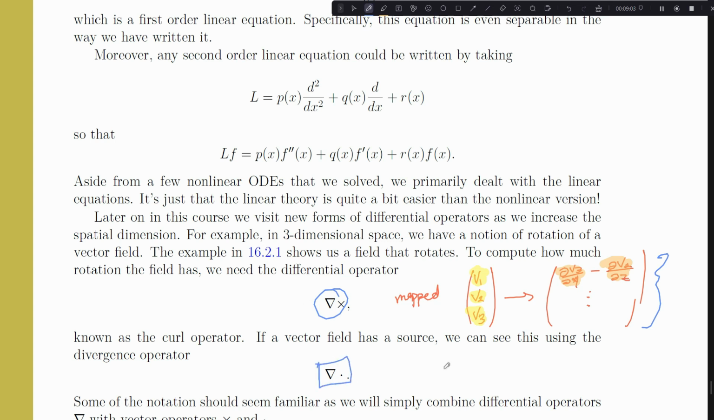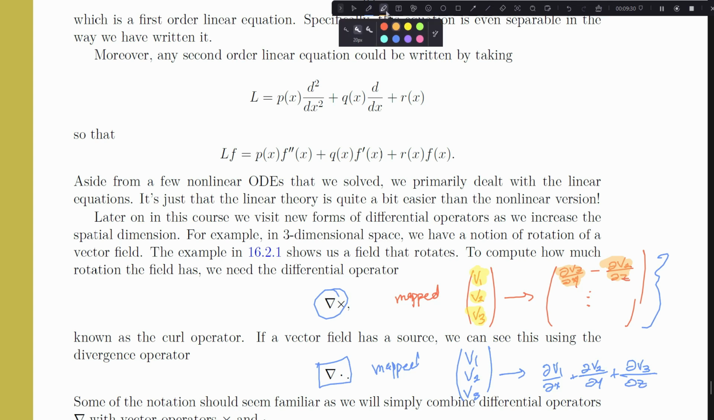Versus the divergence, which took in the same sort of input, except all of a sudden it mapped it only to a single function, right? This was now partial v1 partial x plus partial v2 partial y plus partial v3 partial z. This one combined 3 linear operators in infinite dimensions. It took in 3 times infinite dimensional space, but it only output a single infinite dimensional space, because this is a single function that you receive as an output with the divergence.